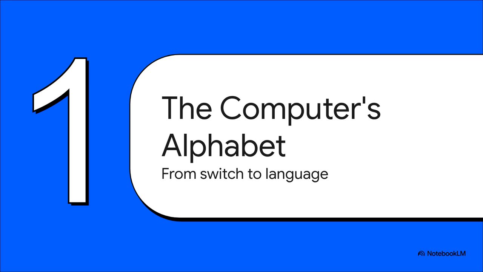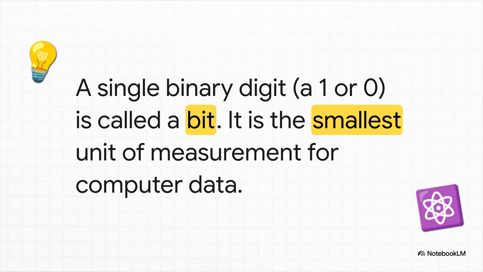Well, it starts with an alphabet. But this isn't the alphabet you learned in school. Nope, the computer's alphabet only has 2 letters. And here it is, the fundamental building block of everything, the bit. A single bit is the absolute smallest piece of data a computer can possibly work with. You can think of it as the atom of the digital world. Literally everything you see on a screen is built from these tiny, tiny pieces.